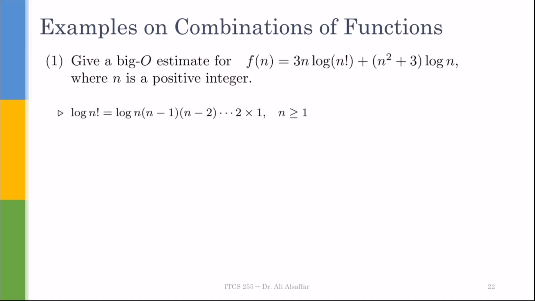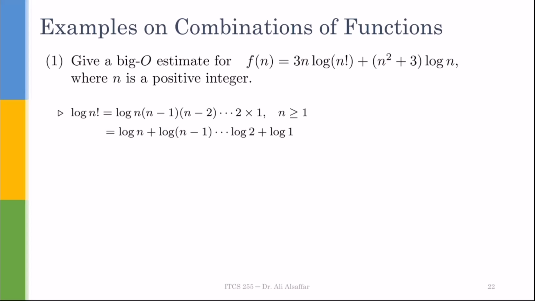You know that n factorial can be written as a product of n multiplied by n minus 1 until multiplied by 1. Now use the log property on a product of numbers, then it will be equal to log n plus log n minus 1 plus log n minus 2 until plus log 1.